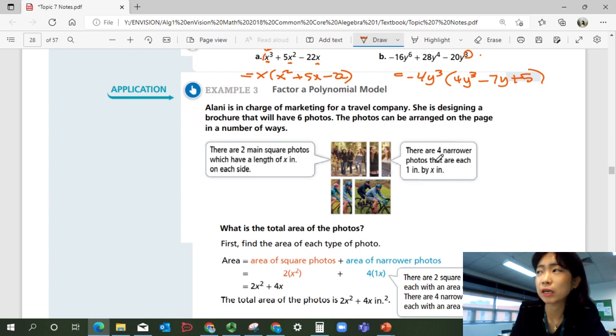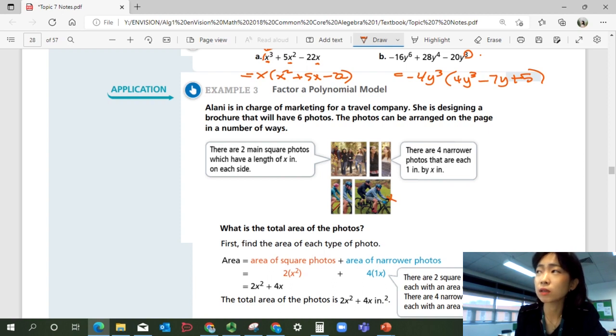We don't know what x is. It looks like these photos are connected, but we're going to have two main square photos and then narrower photos by the sides. So what is the total area of the photos? First, we need to find the area of each type of photo. So the total area would be the area of the square photos plus the area of the narrower photos altogether. So we have two square photos. We're going to multiply x squared by 2 because each side would be x.